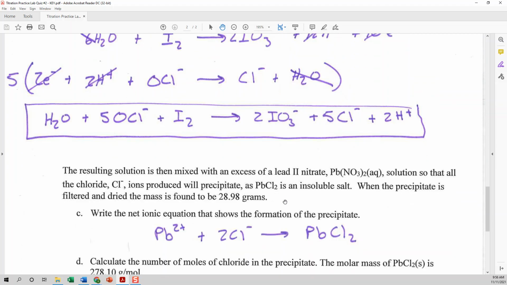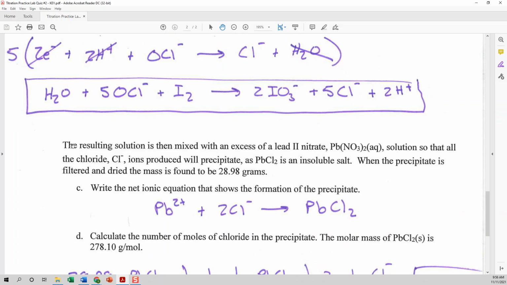All right, so follow along. The resulting solution, after all the iodine reacts, is mixed with excess lead nitrate. All the chloride ions produced will precipitate as lead chloride because it's an insoluble salt. When the precipitate is filtered and dried, we figure out the mass of the precipitate. So this is the mass of lead chloride produced.